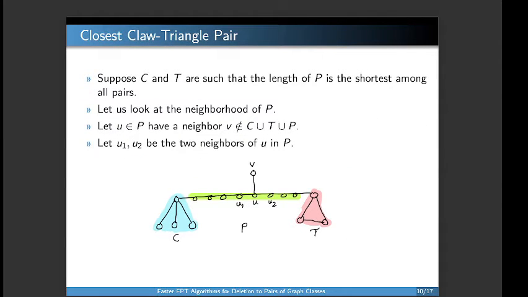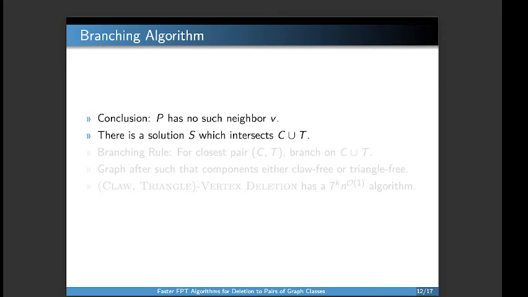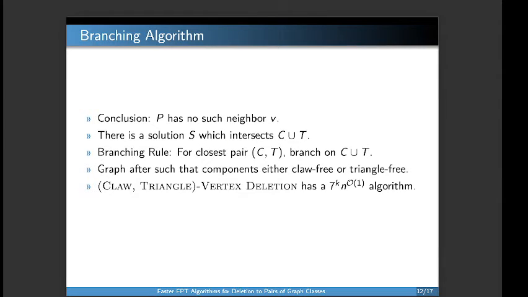We look at such a CT pair such that the length of the path P between them is the shortest among all the pairs. And we notice that when you look at the neighborhood of this P, there does not exist a vertex v which is adjacent to an internal vertex of P. We managed to show this. Since that is the case, we can conclude that there is some solution which intersects C union T. Hence, we can just branch on the vertices of C union T, and C union T is finite. Hence, this branching algorithm gives a 7 to the power k algorithm, since the union of a claw and a triangle has only 7 vertices.